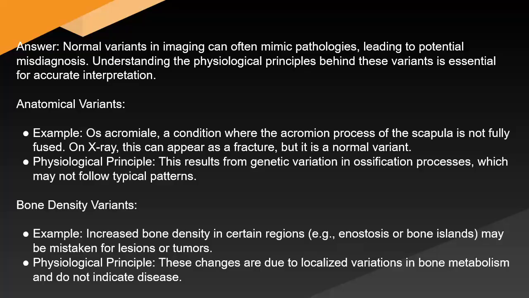Physiological principle. This results from genetic variation in ossification processes which may not follow typical patterns. Bone density variants, example, increased bone density in certain regions, e.g. enostosis or bone islands, may be mistaken for lesions or tumors. Physiological principle. These changes are due to localized variations in bone metabolism and do not indicate disease.